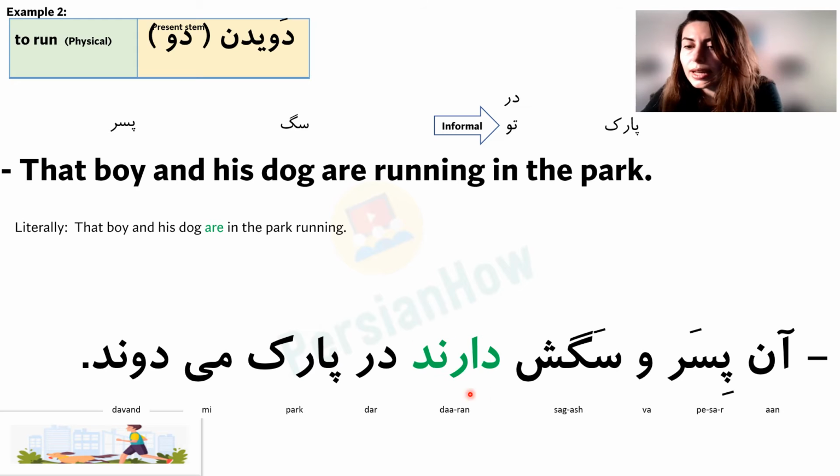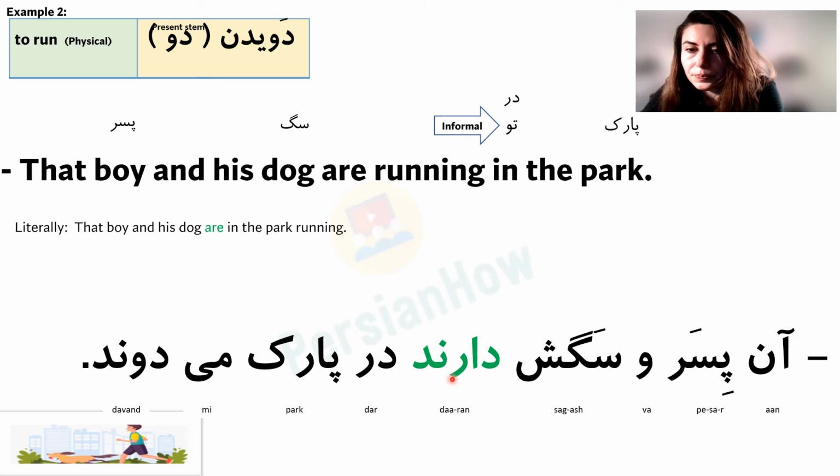So why is دارند after سگش and not after آن پسر? Because both پسر and سگش are part of the subject, because you can see that it's conjugated to third person plural. So that's why دارند needs to come after سگش. And then also the same is in English. You see are, the auxiliary verb are is after his dog. So the same in Farsi.